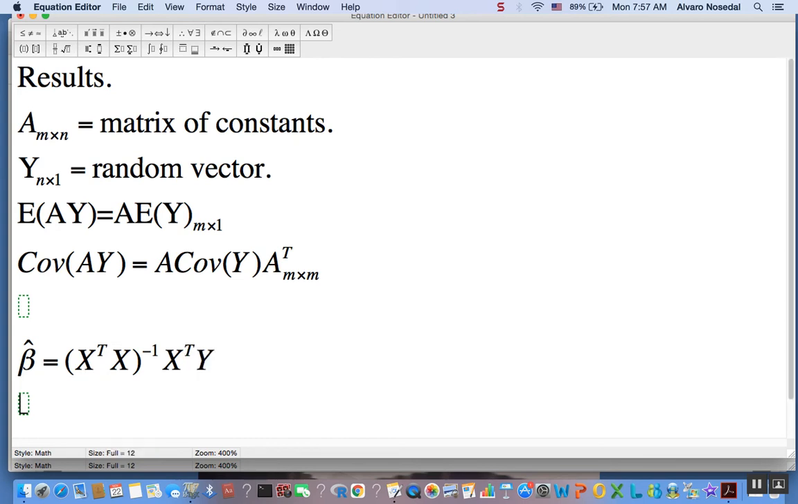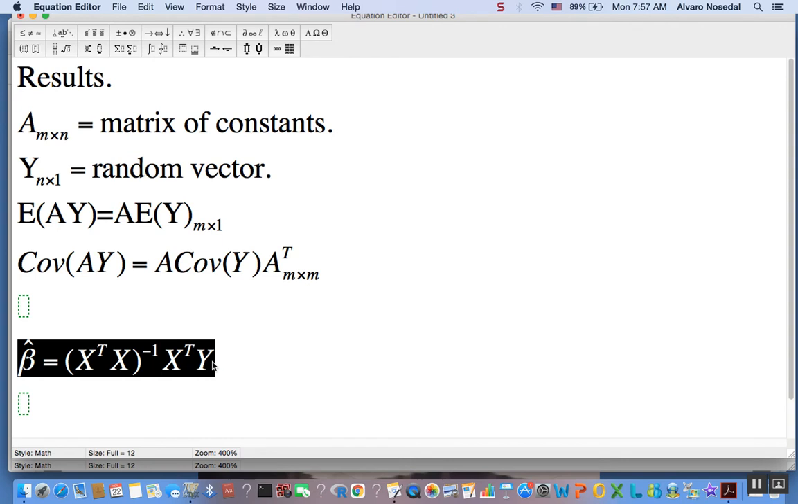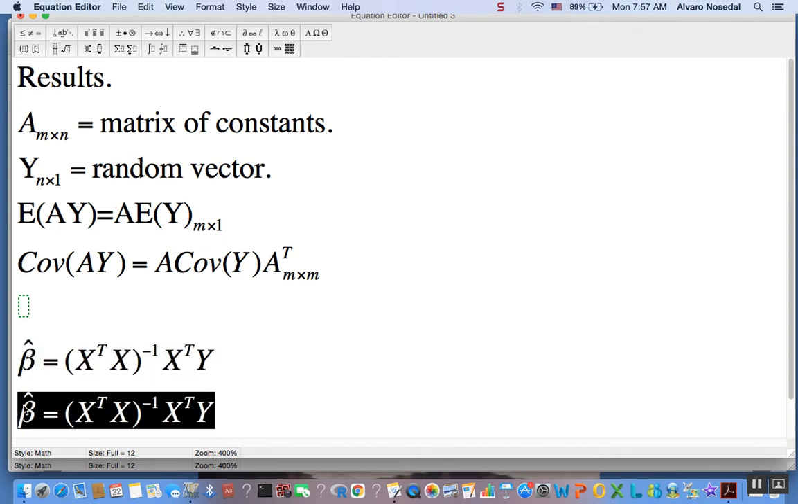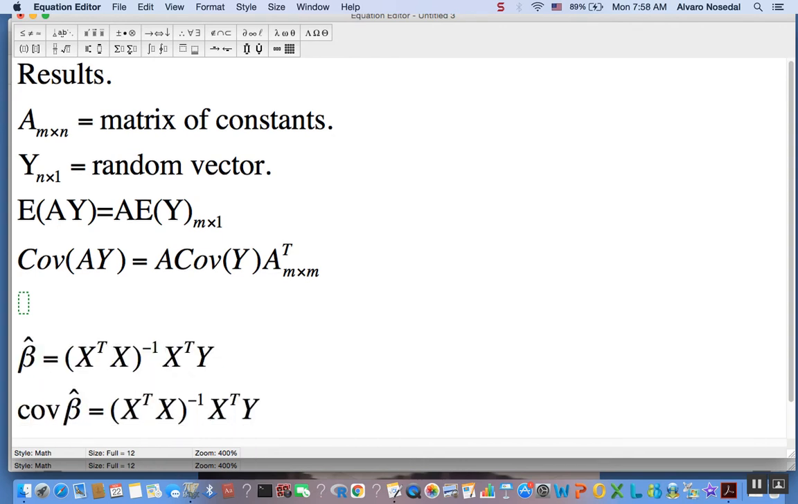Okay, so now what we want is the covariance matrix of this guy. So let me write that down. Let me copy paste this. It's going to be useful. Covariance of this guy. It's going to be just the covariance of this.